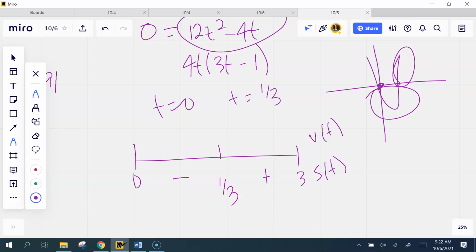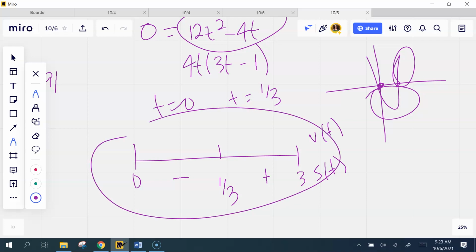Correct. That's what? Like this sign chart? I did a sign chart also.